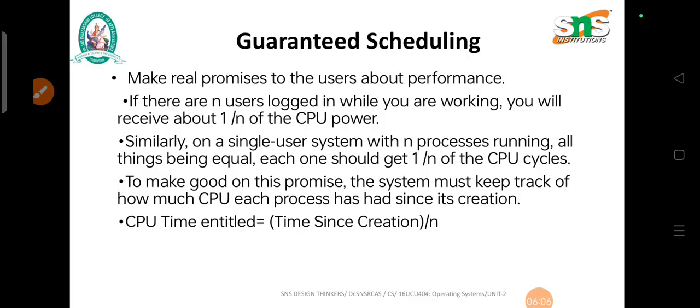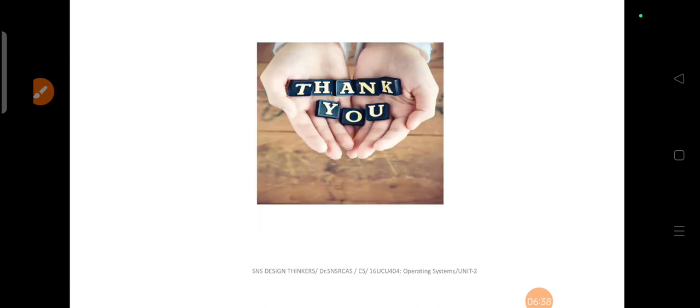Next is guaranteed scheduling. It makes real promises to the user about performance. If there are n users logged into the system while you are working, you will receive about 1/n of the CPU power. Similarly, on a single user system with n processes running, all things being equal, each one should get 1/n of the CPU cycles. To make good on this promise, the system must keep track of how much CPU each process has had since its creation. CPU time entitled is equal to time since creation divided by n, the number of processes. Thank you.